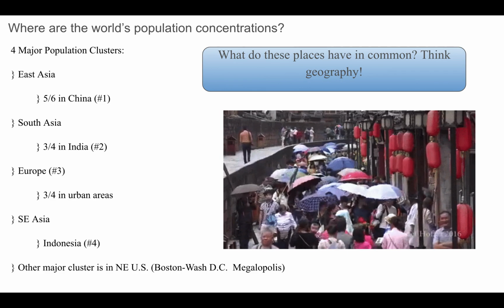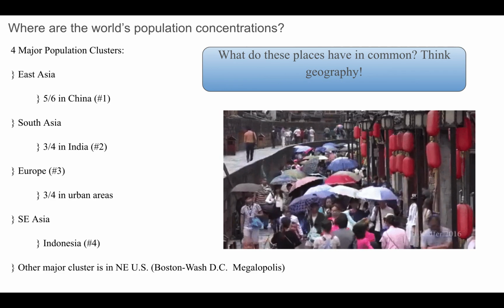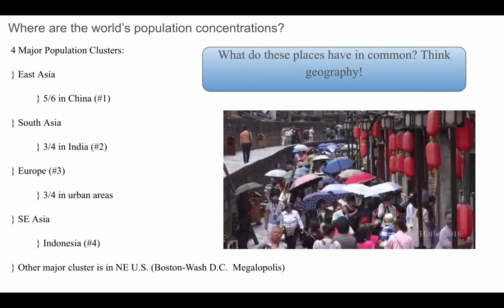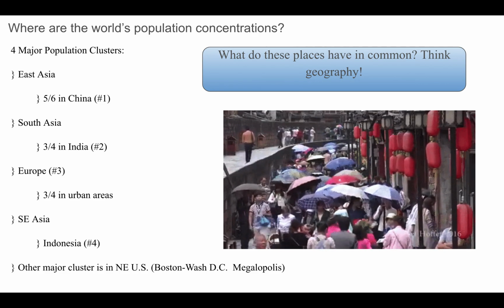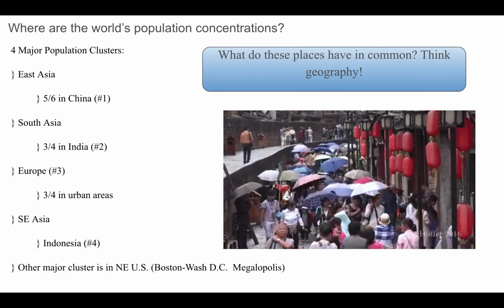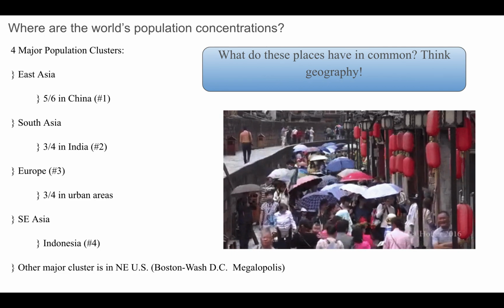Most of the population is in urban areas, where three quarters of the residents live. And we can see a correlation: when you see an increase in urban areas, there's going to be a decrease in the natural increase rate or total population growth. And then the 4th cluster is Southeast Asia.